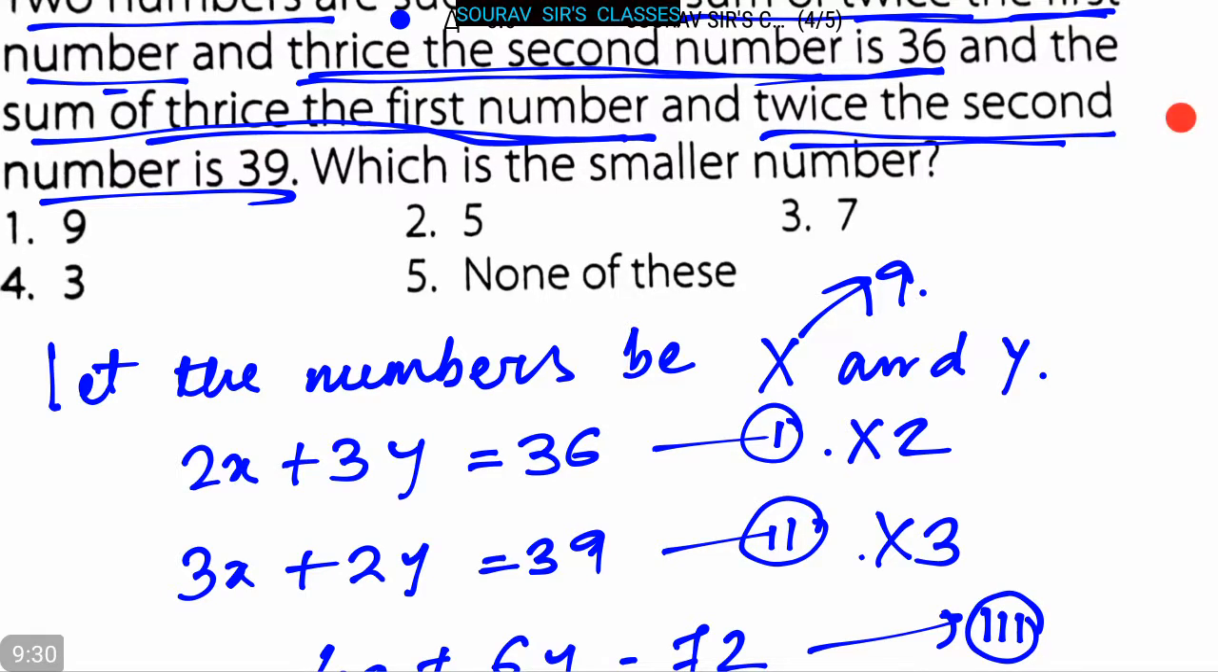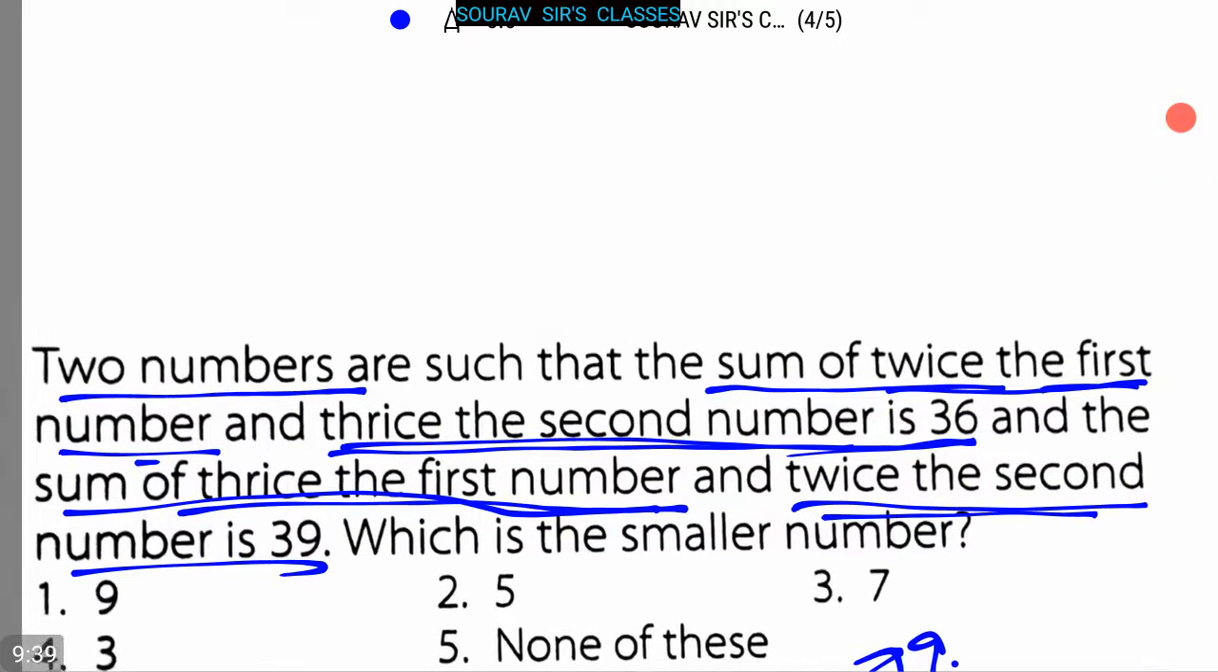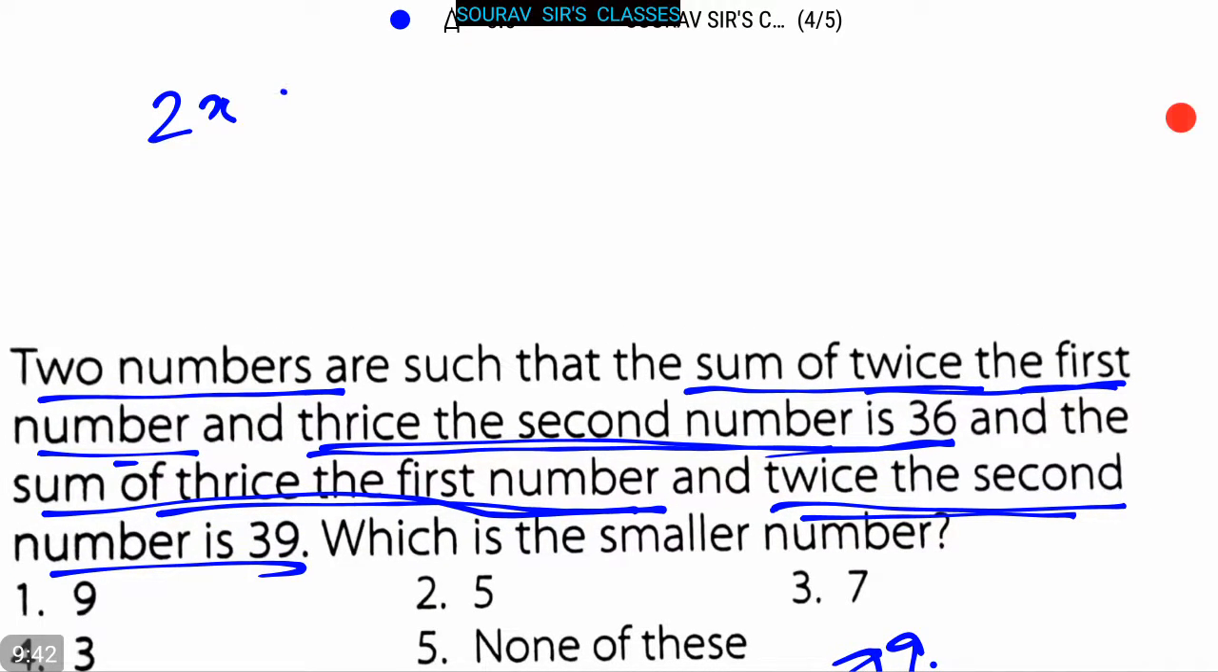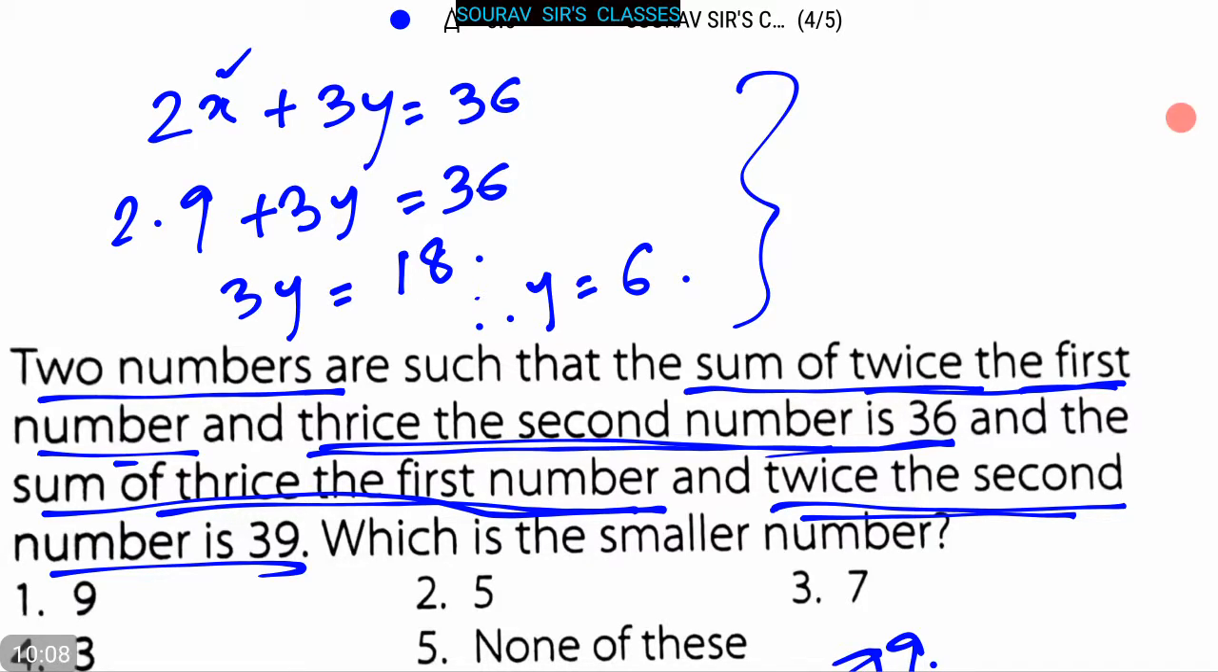Now putting the value of x in any of the 4 equations, we can get y. Let's take the first equation, 2x plus 3y is equal to 36, and putting x as 9, 2 into 9 plus 3y is equal to 36. That means 3y is equal to 18, so y is equal to 6. So we get x is equal to 9 and y is equal to 6.